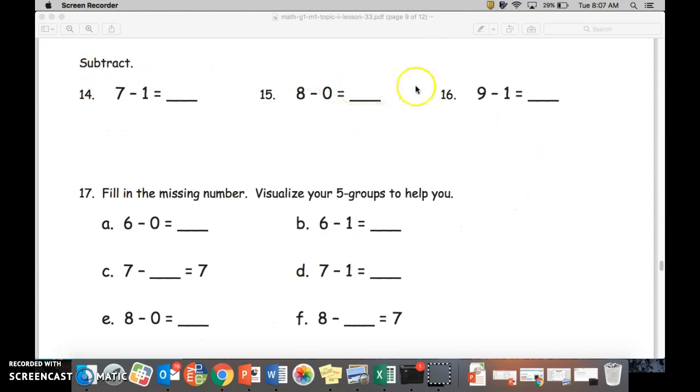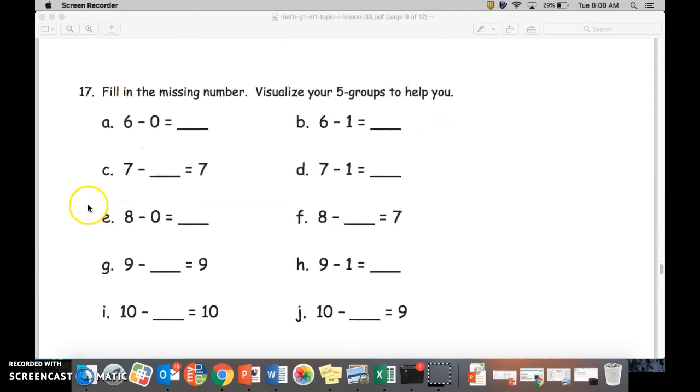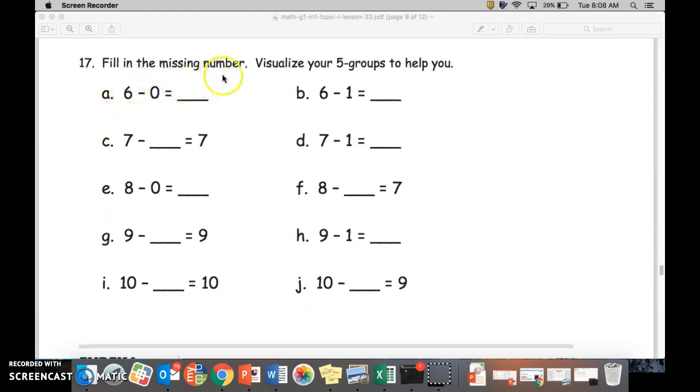Numbers 14, 15, and 16, you're just subtracting. You're subtracting either 1 or 0. And then number 17, fill in the missing number. Visualize your 5 groups to help you. The word visualize means picture it in your mind. If you need the picture though, always go ahead and draw it.